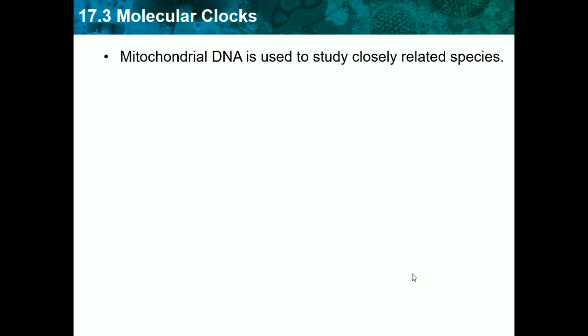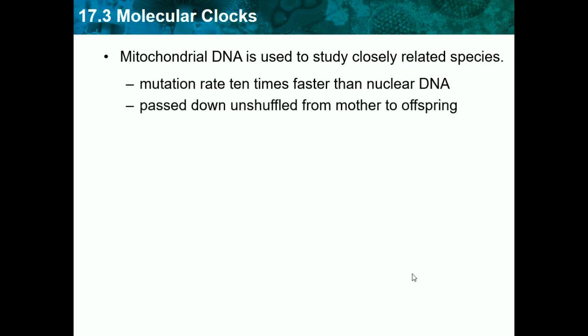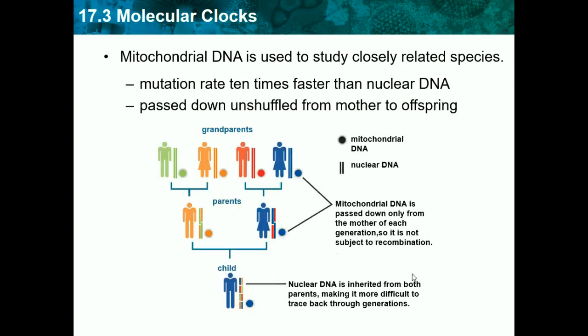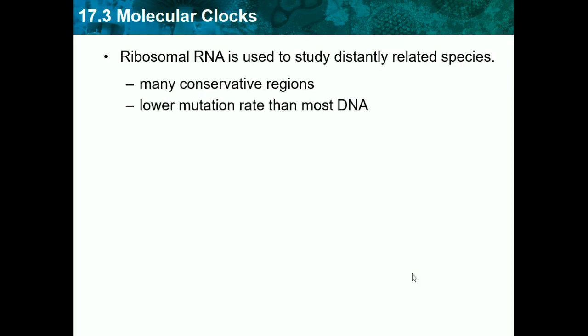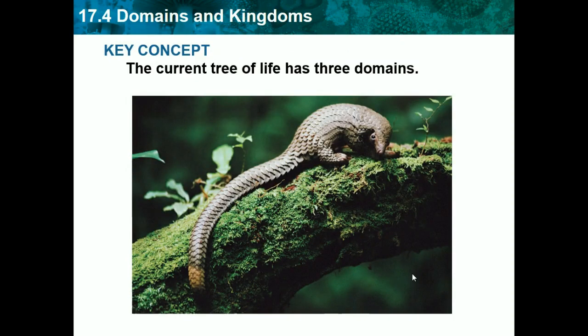Mitochondrial DNA is used to study closely related species, but this is important, which we already know: DNA is used to study species and see how close they are. Its mutation rate is 10 times faster than nuclear DNA. It is passed down unshuffled from mother to offspring. So it's saying that we pass on the mutations and eventually become different species. Ribosomal RNA is used to study distantly related species. It has many conserved regions and a lower mutation rate than most DNA. So RNA mutates slower than DNA because it's safer.